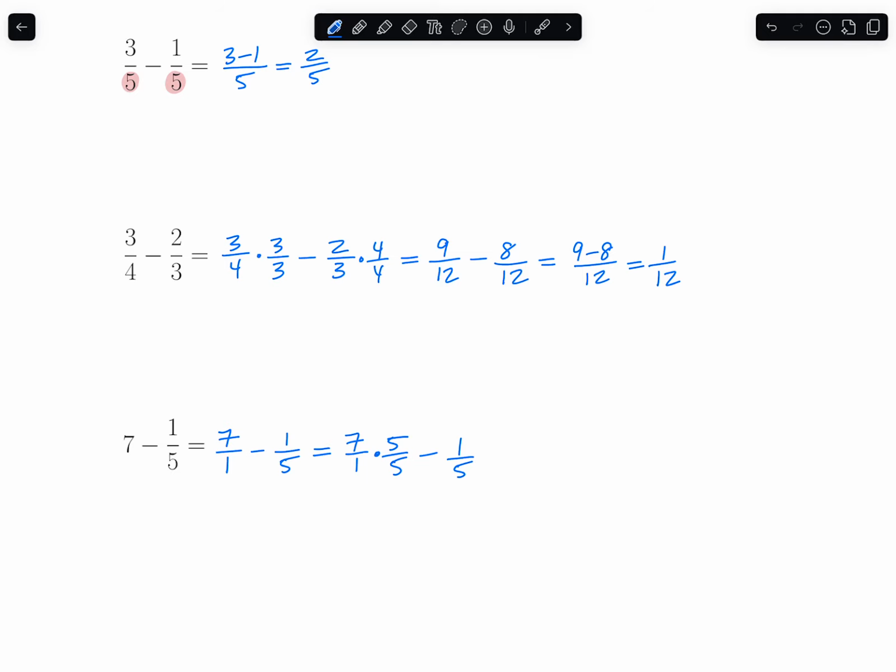Remember, you're just multiplying by 1. This 5 over 5, this is just equal to 1. So if you multiply something by 1, you're not changing it. Okay, so what will the product look like? Well, we'll have 7 times 5, which is 35. So we'll have 35 over 5. That's what this product works out to. And then we're going to subtract from that 1 over 5. So now the denominators are the same, so we can go ahead and just subtract 35 minus 1, and then leave the denominator of 5 as before. So we'll end up getting 34 over 5 for our final answer.